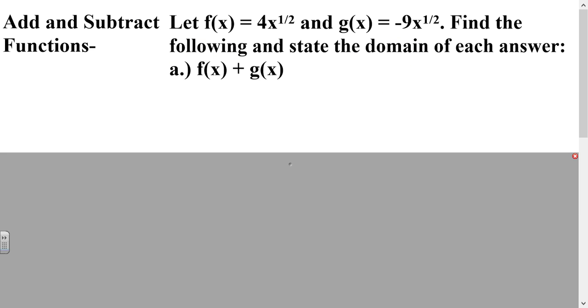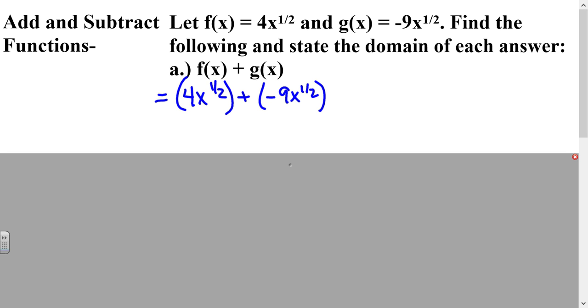So let's try adding and subtracting functions that have rational exponents. So these have exponents that are fractions. Okay, so now if I do f of x plus g of x, I have 4x to the 1/2 plus negative 9x to the 1/2. So I'm combining like terms. Now these are considered like terms because they have the same variable and the same exponent. So 4 plus negative 9 would be negative 5x to the 1/2. So that's my answer. Now let's talk about the domain.